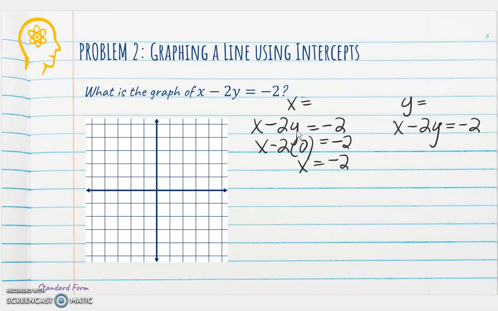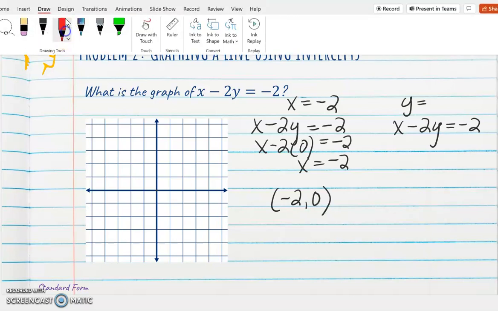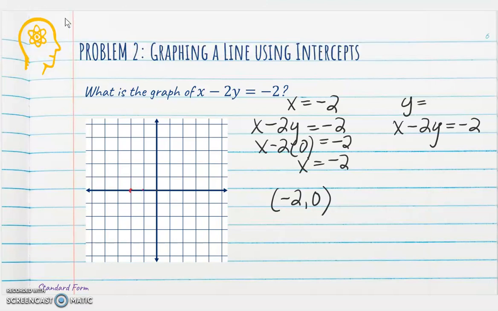So your x-intercept in this case is -2. That means that when x is -2, y will be 0. So let's go to the graph and do that. We're going to go to -2, which is 1, 2, and then put our dot there. Okay, there's our first coordinate.